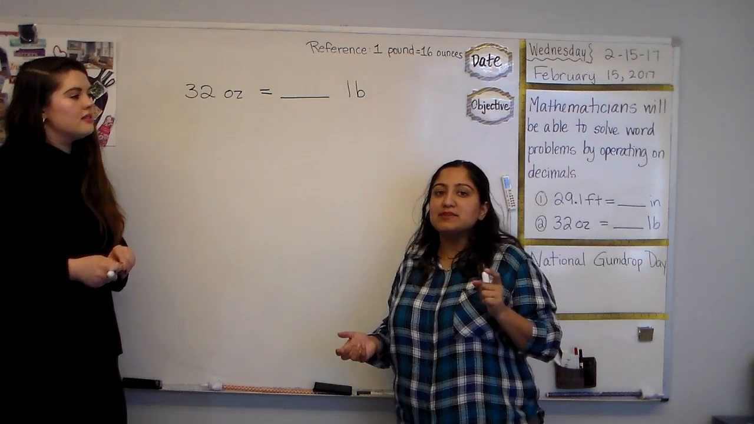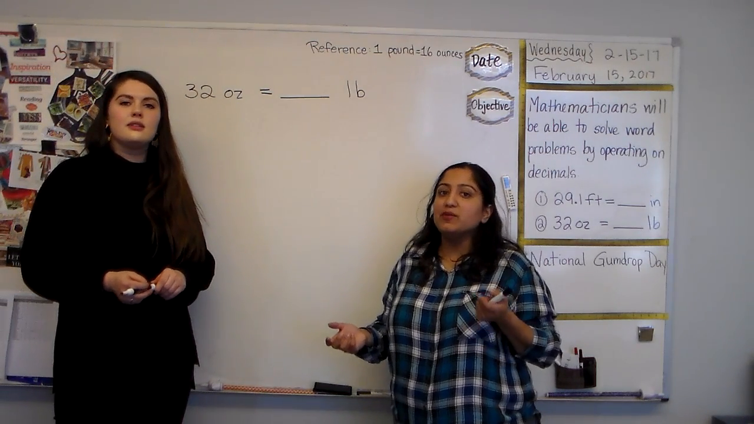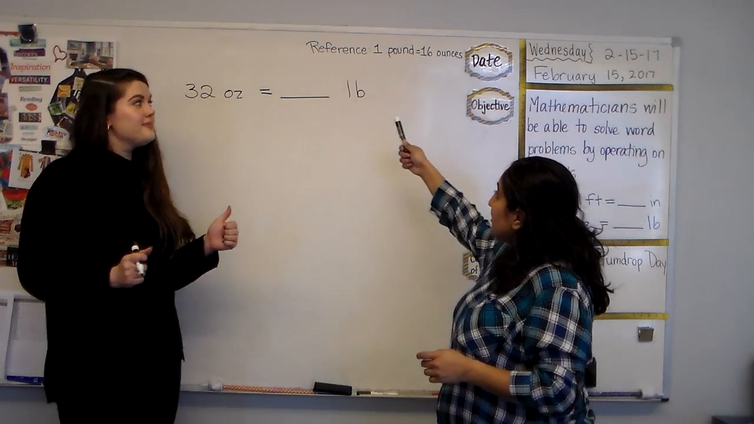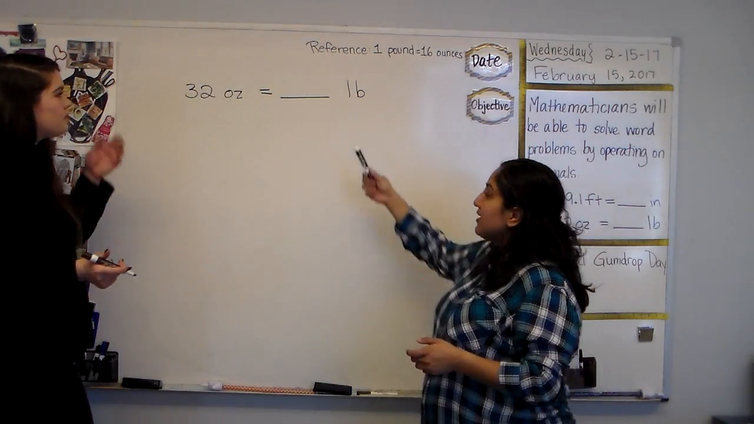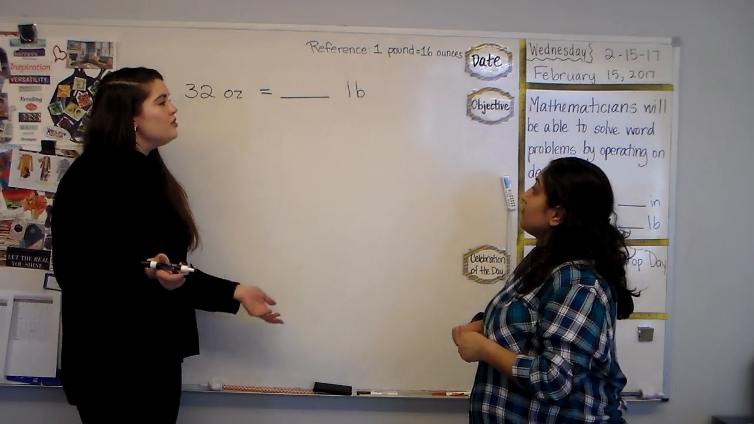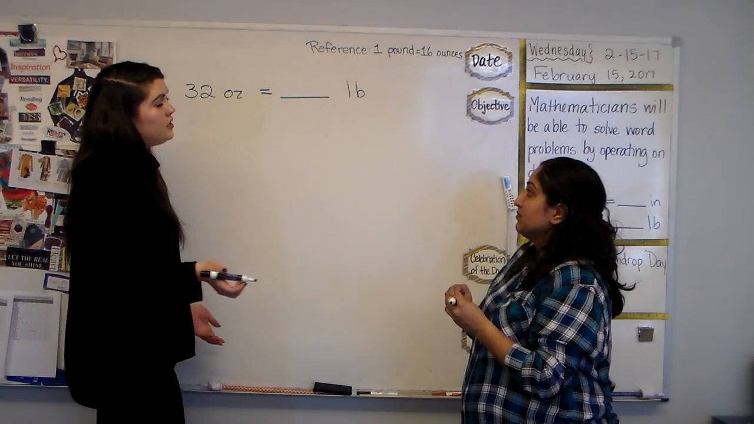The key is that if something's not on the reference sheet, then you need to memorize it. But right now we're going to give you all of these conversions. This is something that you will learn with time. We're given 32 ounces. We need to find out how many pounds that is. So one tool that I love to use when I'm figuring out conversions is a ratio table.